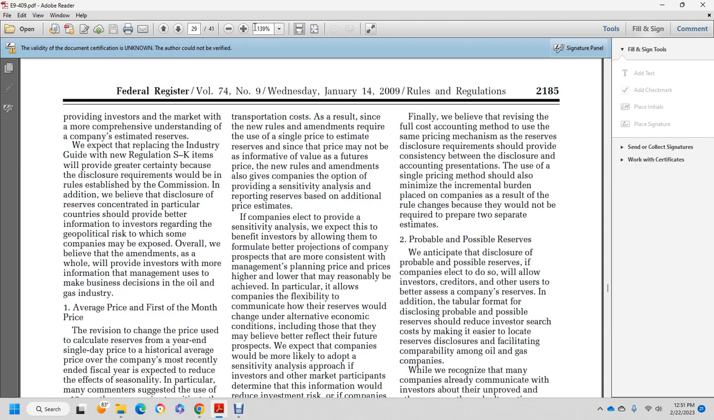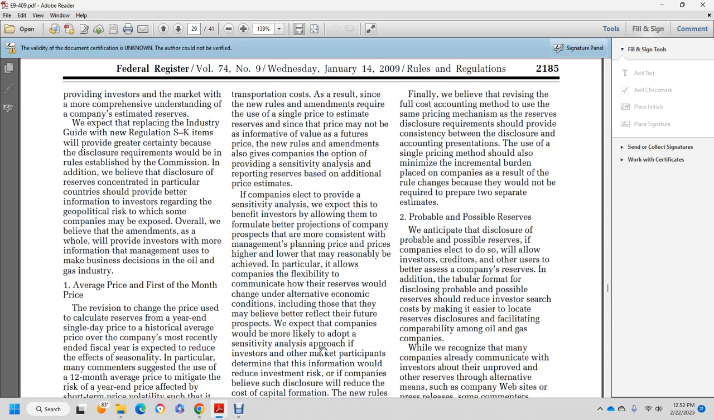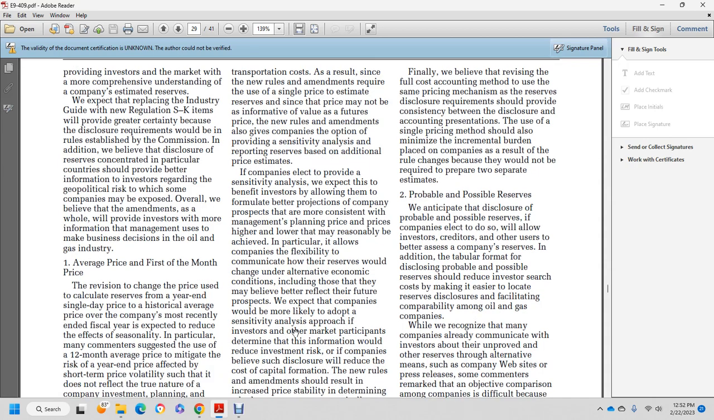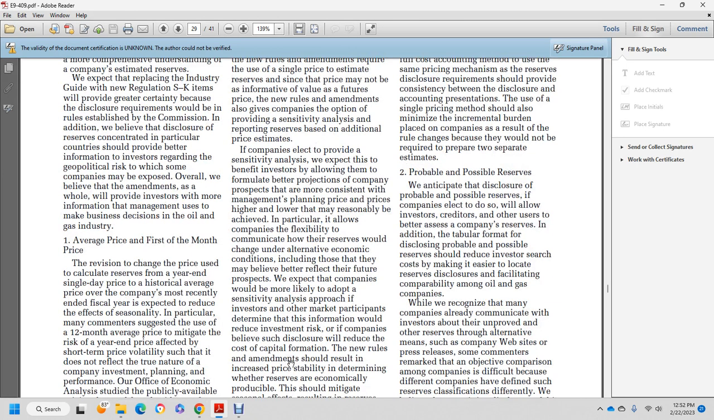If the companies elect to provide sensitivity analysis, we expect it to benefit investors, along with helping them formulate better projections of the company's prospects, more consistent with management planning prices. It would also allow the company the flexibility to communicate how reserves will change under different economic conditions. We expect the company would be more likely to adopt the sensitivity approach if investors or other market participants determine the information would reduce investment risk, or if the company believes this type of disclosure would reduce the cost of capital formation.